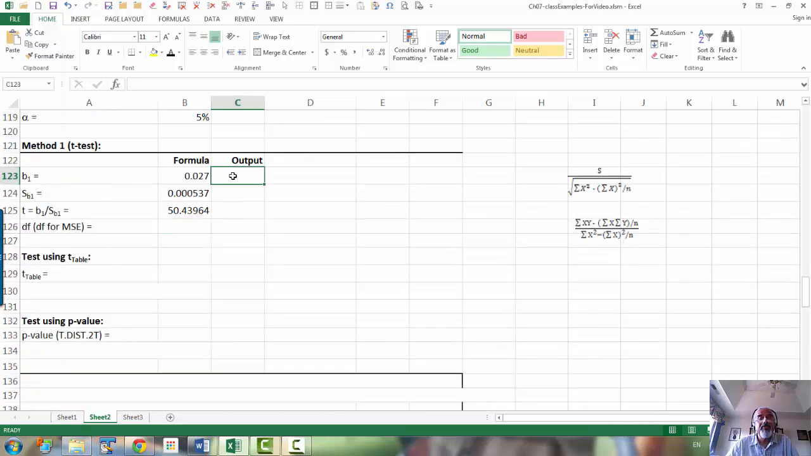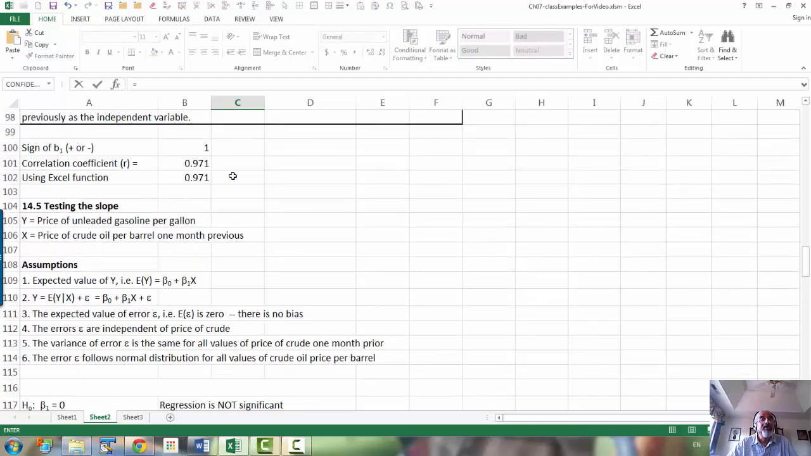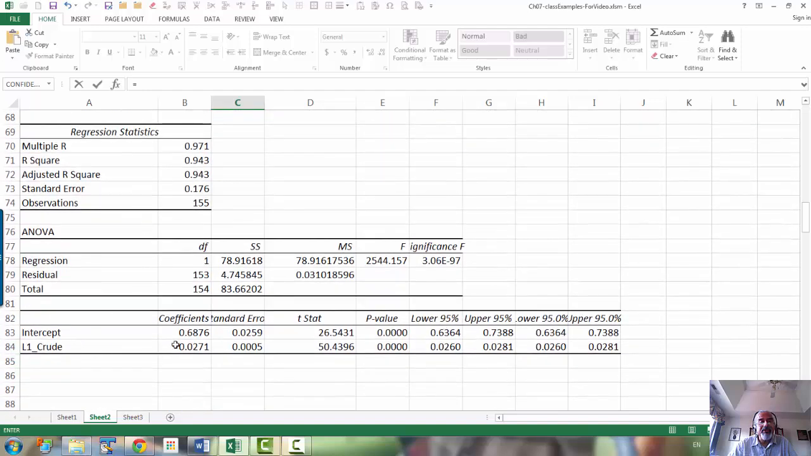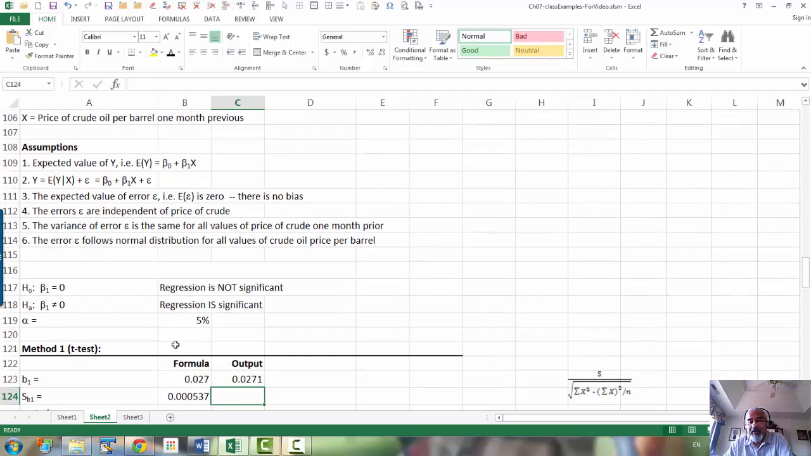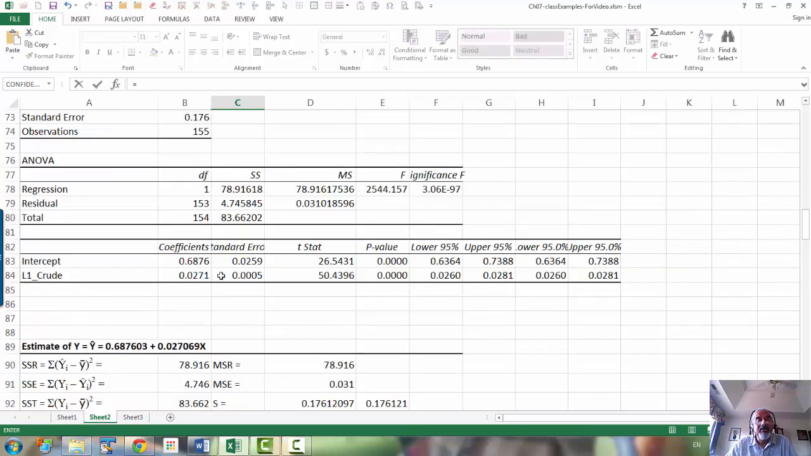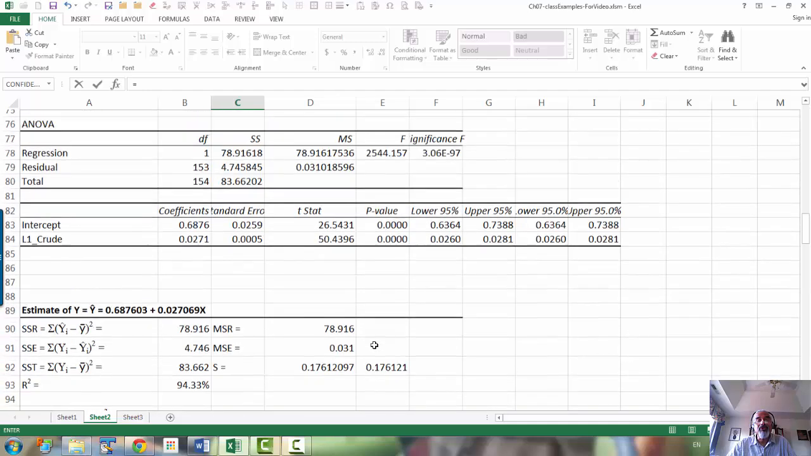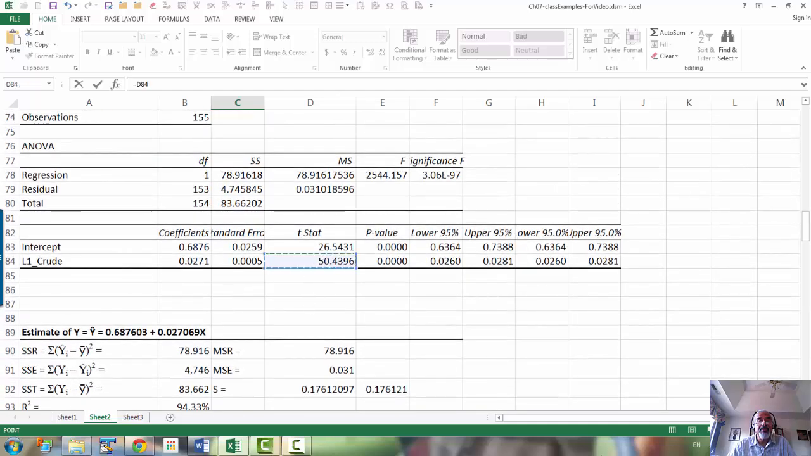Now we can do the same thing from the output, regression output, data analysis. So here is the regression analysis. B sub 1 is right there. And right next to that is your standard error. Again, you see it's exactly the same value. And then the T, you don't even have to divide B sub 1 by S sub B sub 1. This T value is also available here from the output, which is right there.